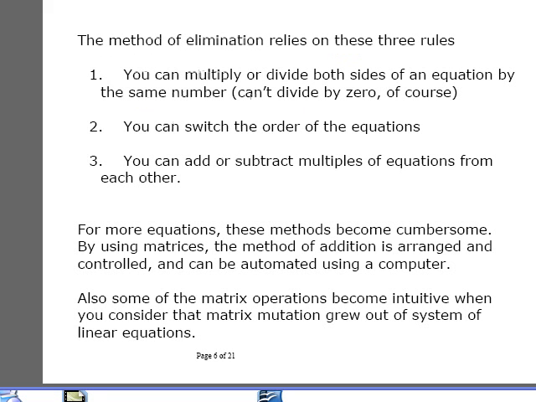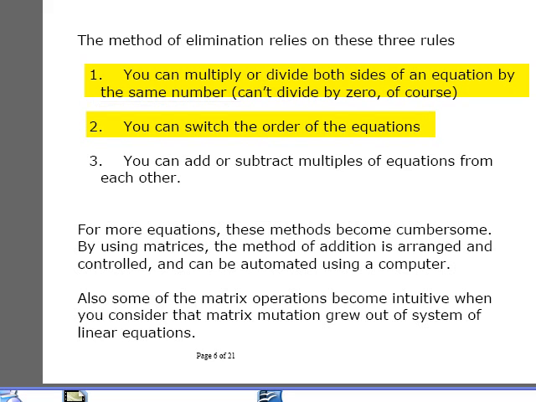You can multiply or divide both sides of an equation by the same number. You can't divide by 0, of course, and you don't want to multiply by 0, or you wipe the whole equation out and then you can't use it. The second thing you could do, if it's to your advantage, is switch the order of equations. The first equation doesn't have to be first on the list. They're just a group of equations, and the order of the equations is not important. The third thing you can do is add or subtract multiples of equations from each other.